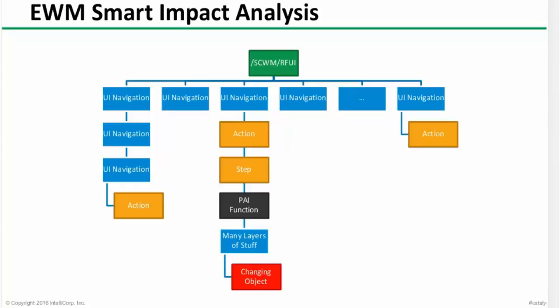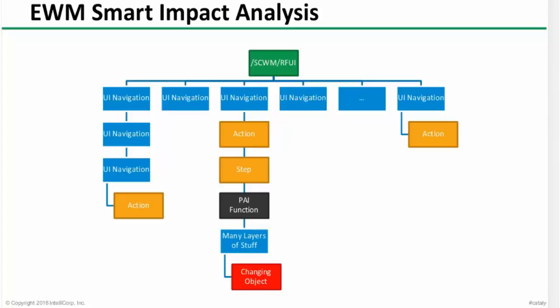So as we take a look at this, going in through some of the UI navigation and getting to those actions or steps that you're running on your system, we know that there are functions, process-after-input functions that are used, and then many layers of ABAP, and then the changing object that's coming in from that transport or support pack or enhancement pack from SAP. So Live Compare is able to go out and look at the links between these actions and steps and functions, and then down to the changing object from the support pack or development transport that you're introducing to your system.